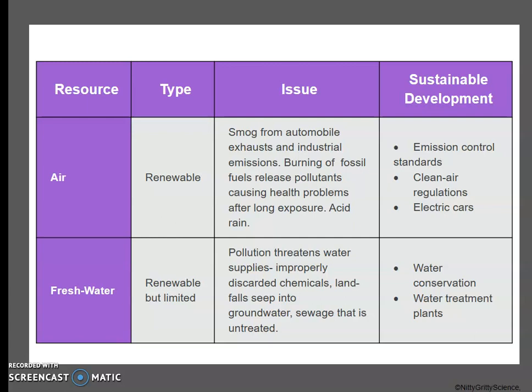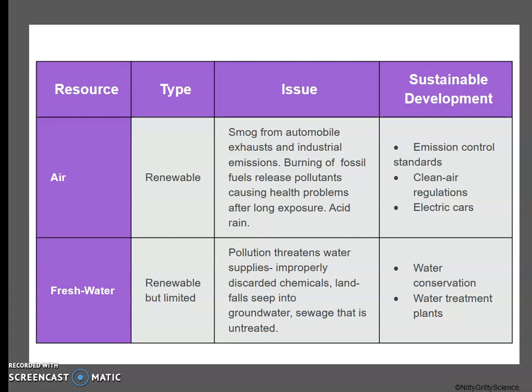Our next resource is fresh water. It is renewable but limited. The issue facing fresh water is pollution. Okay, so these nasty things get into the water supply and can cause problems. These pollutants can be from improperly discarded chemicals. It can happen when erosion occurs and basically topsoil gets into the groundwater, and that can cause problems. And it could also be sewage that's left untreated.